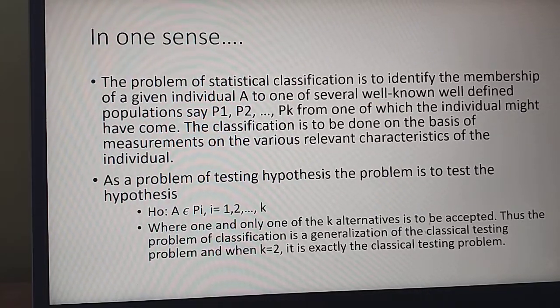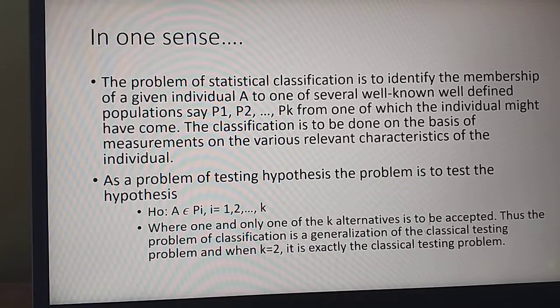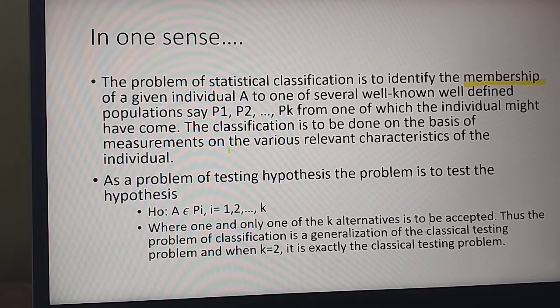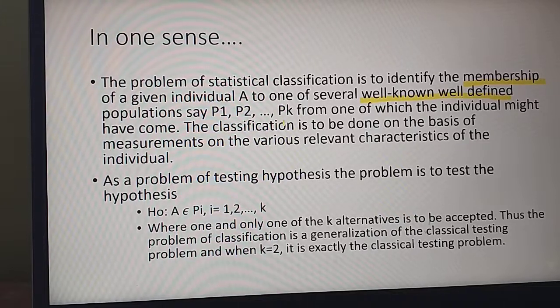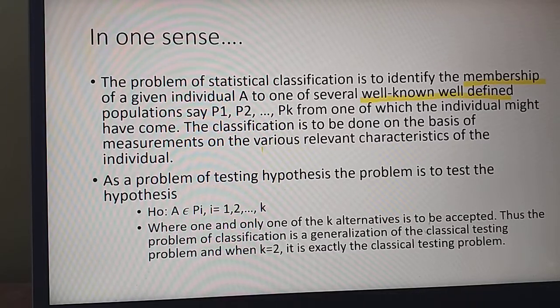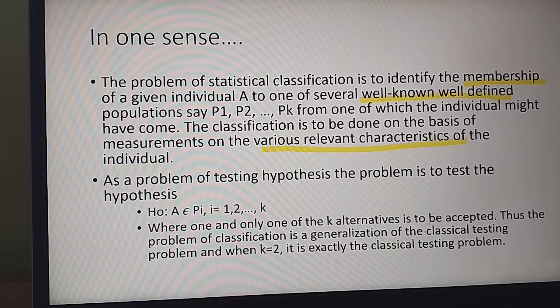So in one sense, the problem of statistical classification is to identify the membership of a given individual A to one of several well-known, and this should be well-known and well-defined, populations, say P1, P2, Pk, from one of which the individual might have come. The classification is to be done on the basis of the measurements on the various relevant characteristics of the individual.